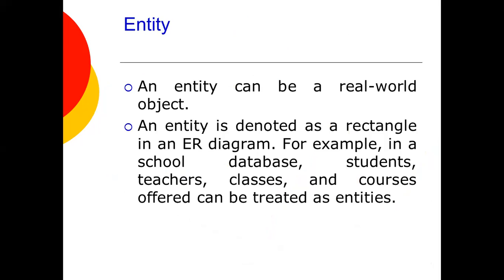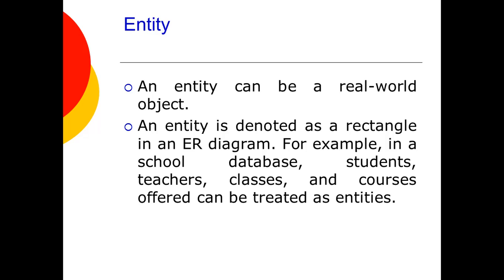An entity can be a real world object. There are a number of objects that exist in this real world, and each is defined as an entity. An entity is denoted as a rectangle. So whenever we are going to draw any ER diagram for a particular problem based on the database, then how will we represent this? With the help of a rectangle, we can indicate this entity.